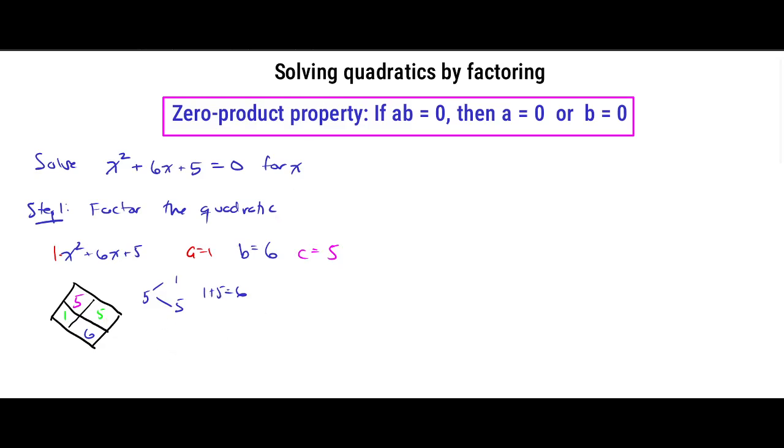And so our factorization ends up being x plus 1 times x plus 5. We take these two coefficients from the middle diamonds and put them as our constant terms in the factors. Multiply that out, it equals x squared plus 6x plus 5 using the FOIL method. All right, now step 2, we're going to use the zero product property.